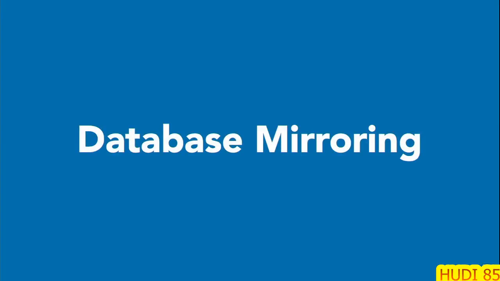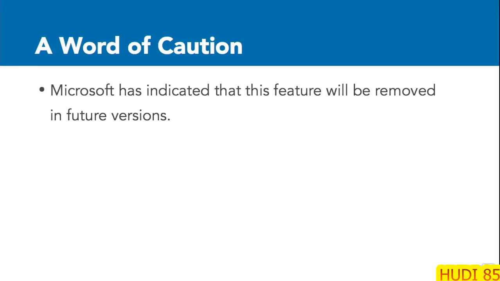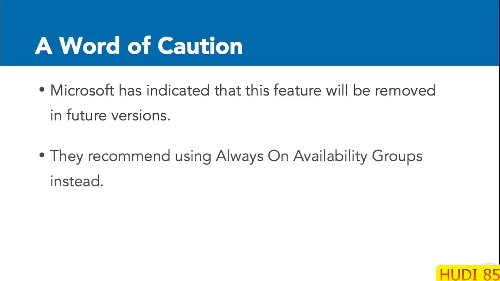In this video, we'll discuss database mirroring. A word of caution before we continue. Microsoft has indicated that this feature will be removed in future versions. Their recommendation is to use always-on availability groups instead. We'll take a brief look at always-on availability groups in a later video.